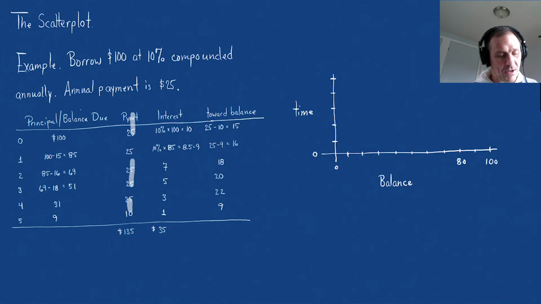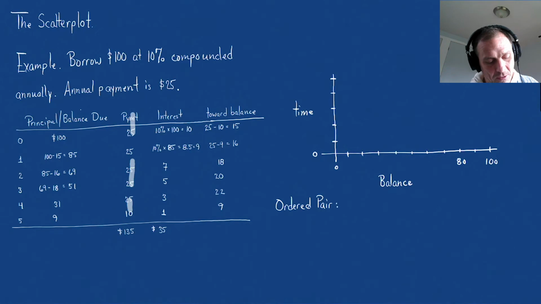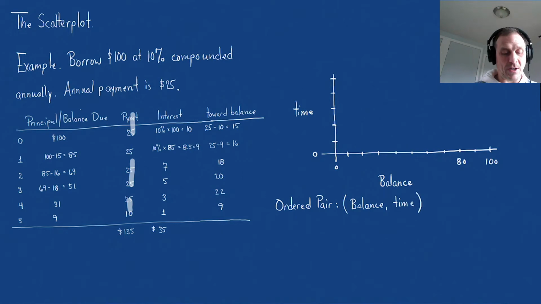Now, what we want to do is create an ordered pair. This is very important. An ordered pair is always going to be of the form balance first, and then time second. Now, if I switch these, I would actually be switching the graph.